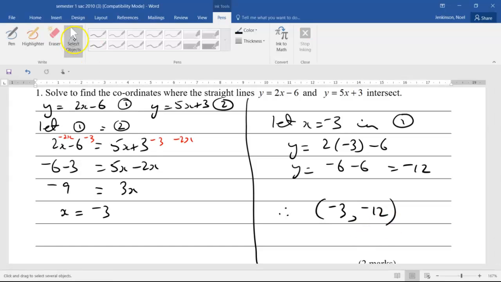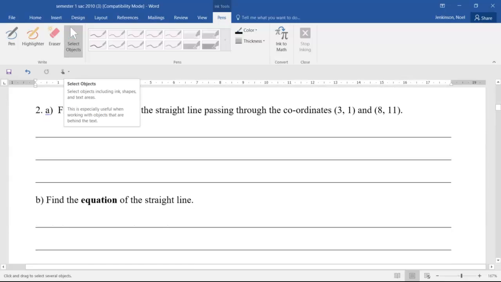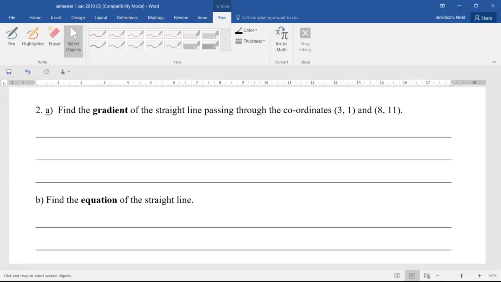Pretty happy about that. Hit the select button so I can move easily with my finger, go to the next page, etc. Quite detailed and slow. That should help you use the inking tool. Once you get the hang of it, it's really easy.